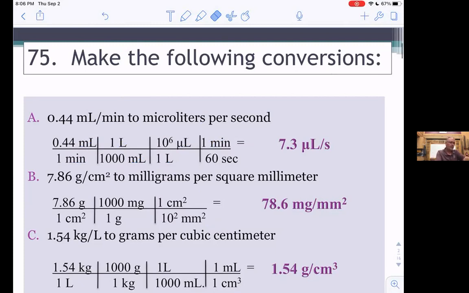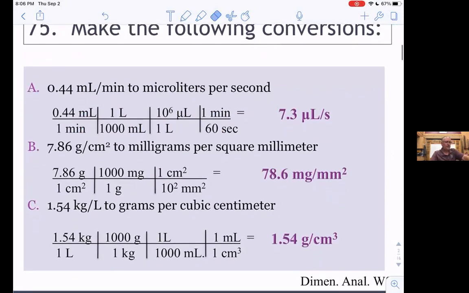And then the last one is just kilograms per liter to grams per cubic centimeter. Cubic centimeter is the same as a milliliter. It won't be on your quiz tomorrow, but you need to know this. Know that a milliliter and a cc are the same thing, or a centimeter cubed and a milliliter are the same. So just a density conversion. They're very similar to what I showed you in the notes. All right.